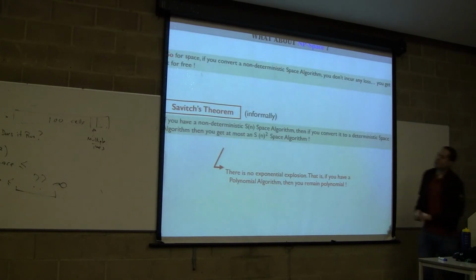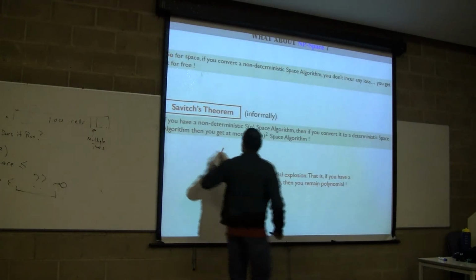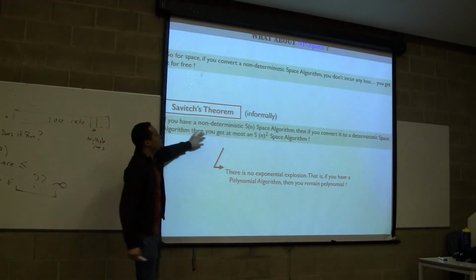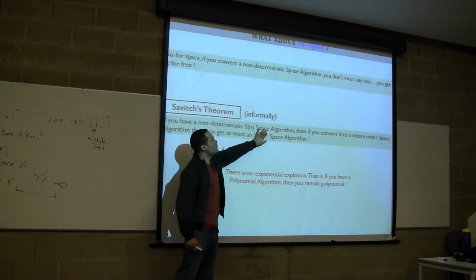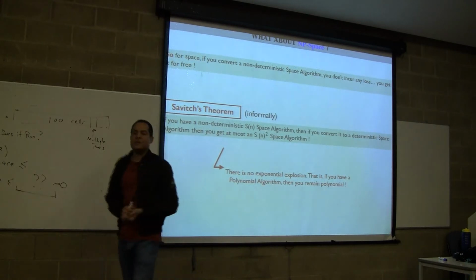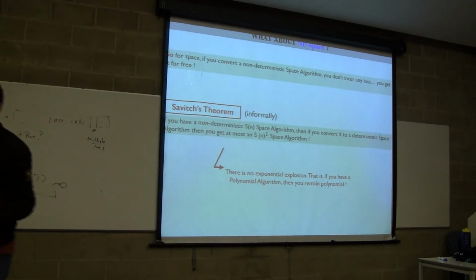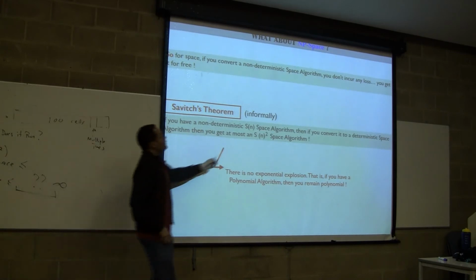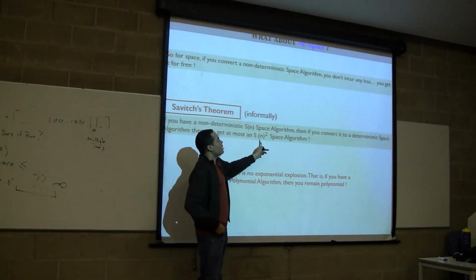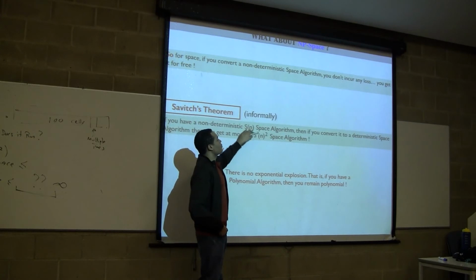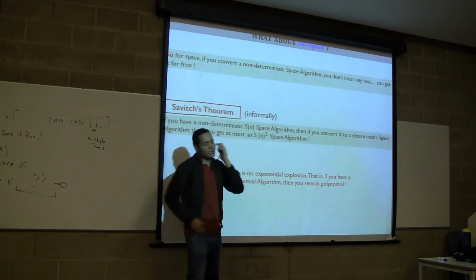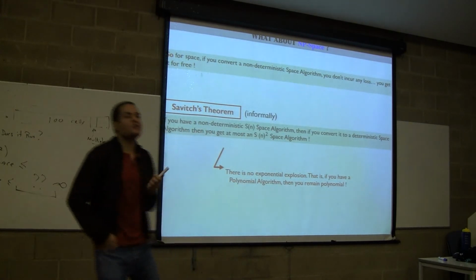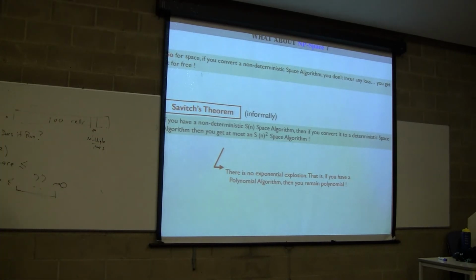Very informally, if you have a non-deterministic machine that uses, say, a space algorithm, and you transform this NP space algorithm into a P space algorithm, then at most you just get the square of the space of that algorithm. So if you start with a polynomial, you stay within a polynomial algorithm, and that's really nice. This has already been proven, so there are nice ways to transform that.